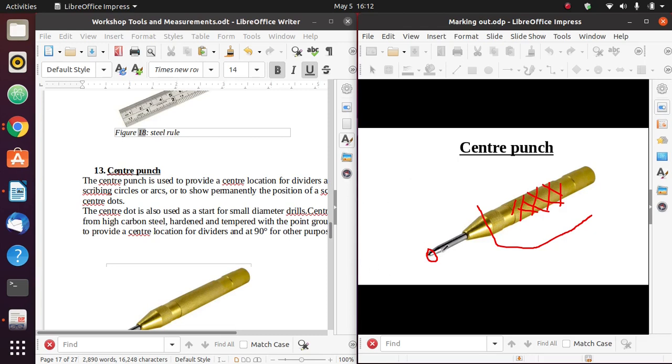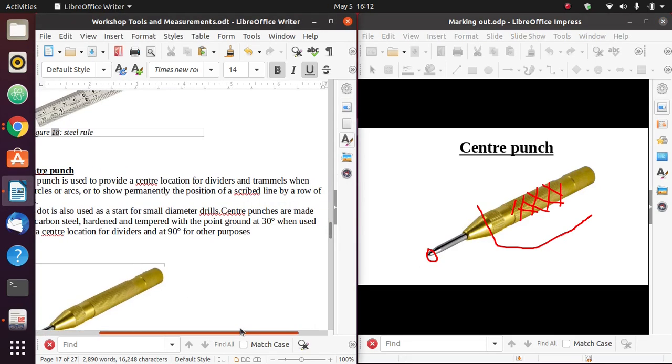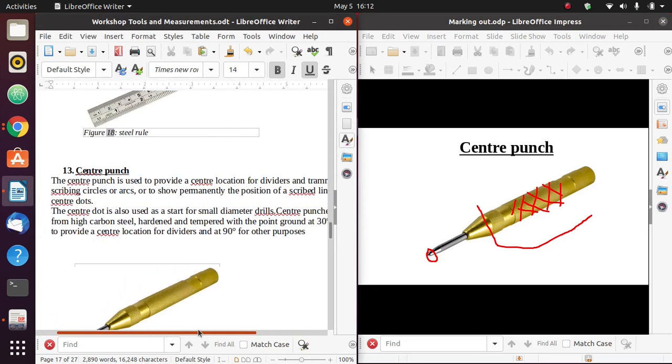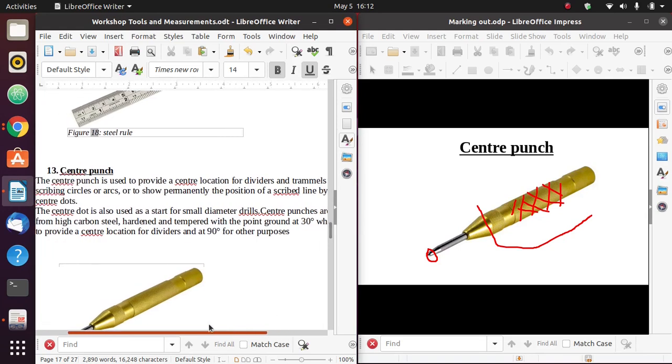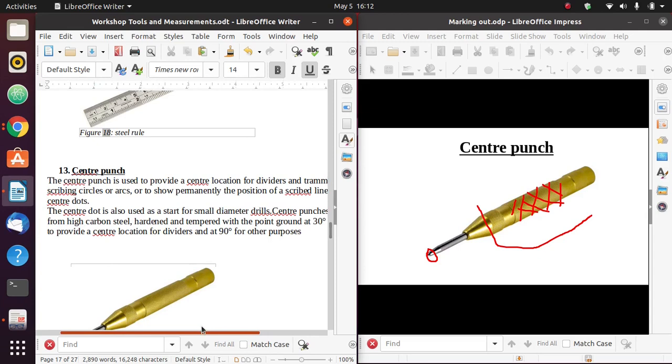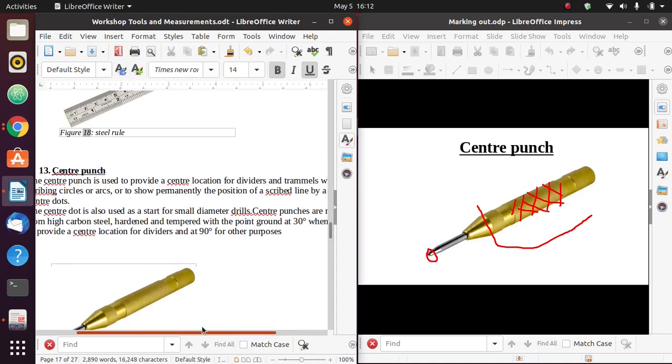We use them for marking small marks, punch marks on the lines, on the layout lines. Remember, circles and arcs have center lines, so we use those to mark the position of the scribed lines by using the center punch. Are you together?